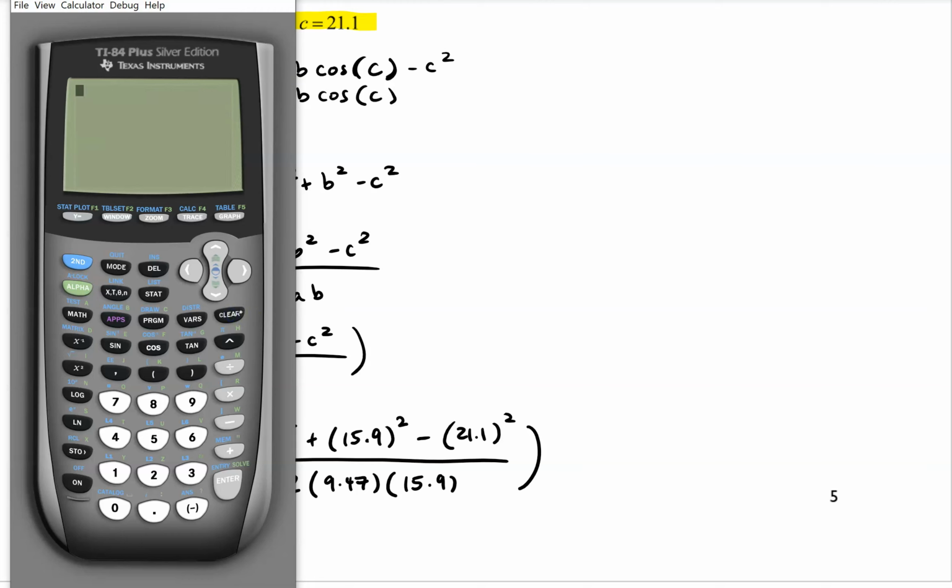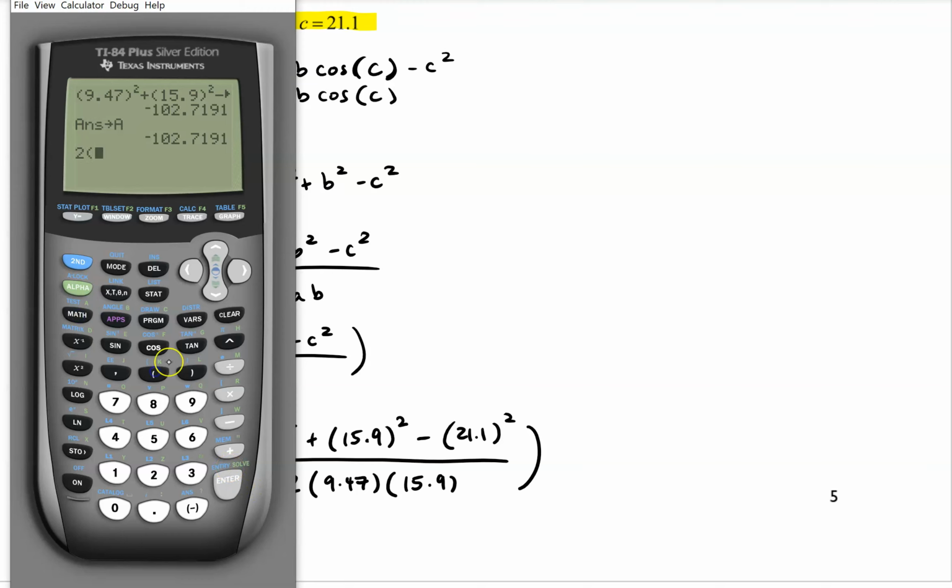Okay, maybe let's break this into parts because clearly I'm on the struggle bus. So let's do 9.47 squared plus 15.9 squared minus 21.1 squared. Okay, so I'm going to store that as capital A, and then I'll calculate the denominator.